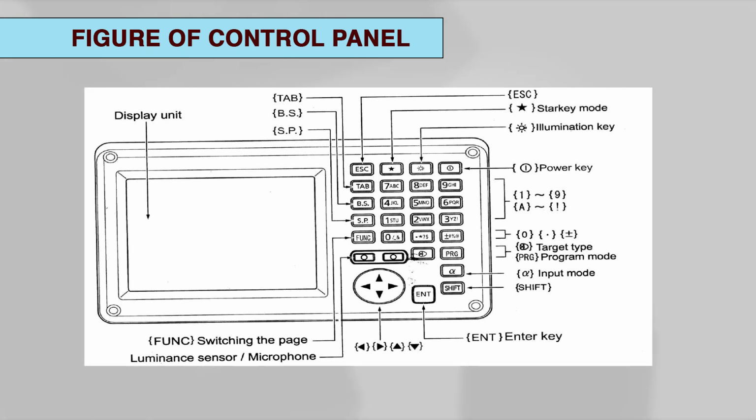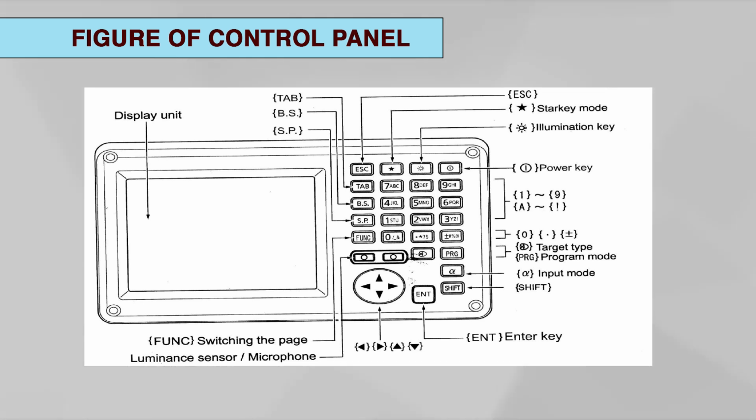Numeric alpha keys to input numerical and alphabetic characters. Alpha key, input mode key, to switch between numeral and alphabetic characters. Shift key to switch between lowercase and uppercase alphabetic characters. Target key to switch between target types, reflector and non-reflector. Program key, shown as the PRG key, to switch between program mode and basic mode. Luminance sensor or microphone key. The figure of a control panel is shown in the figure.